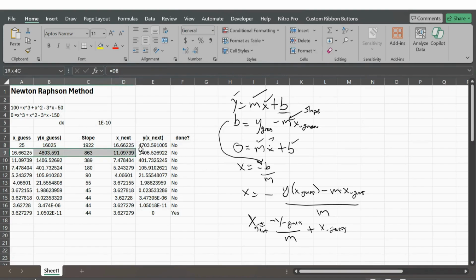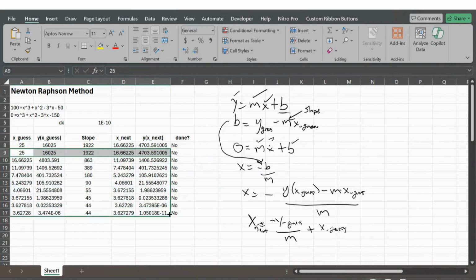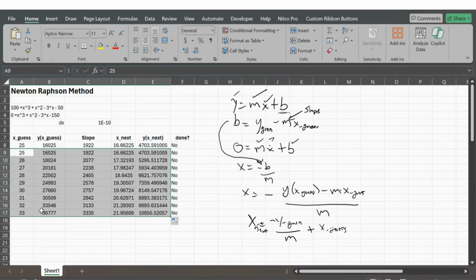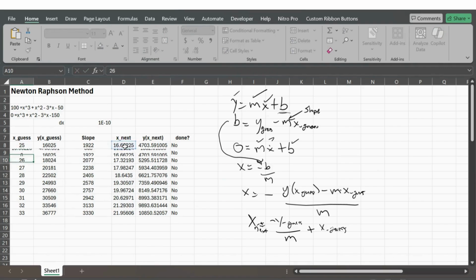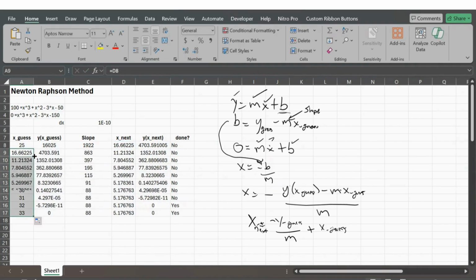So if I were to now drag that formula down, it should, that equals x next. That converges. So if I wanted my y equals x cubed plus x squared minus 3x minus 50 to equal 100, I would have to plug in 5.176. That's the power of root finding.